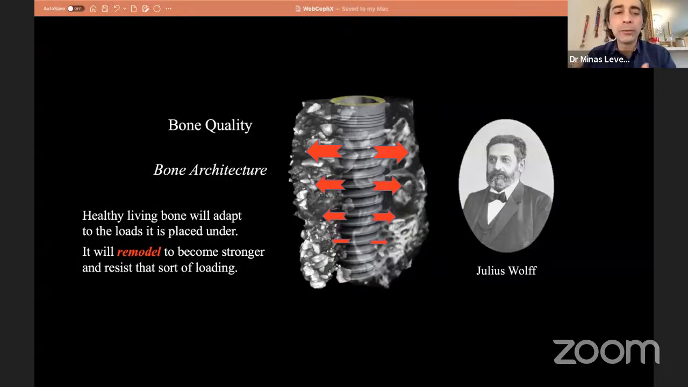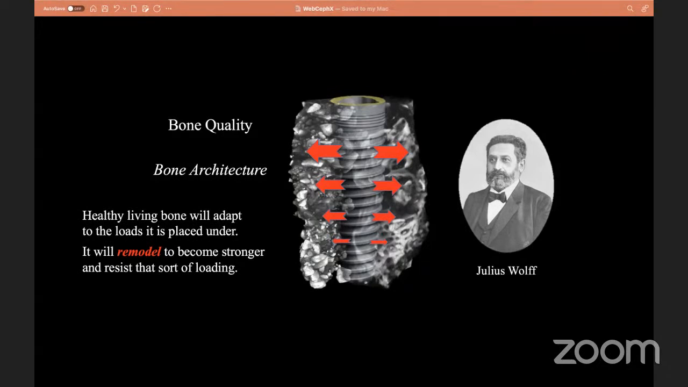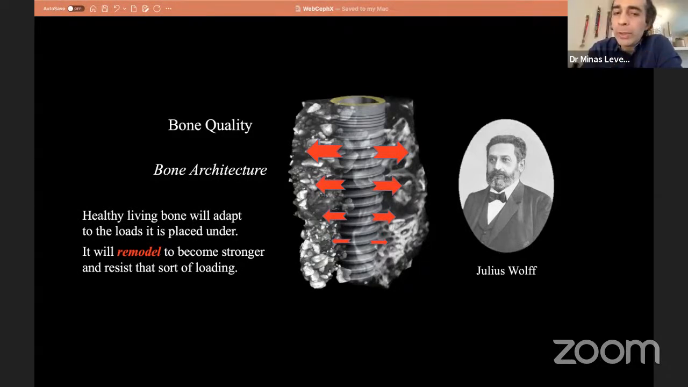And it will need to remodel constantly for the rest of the life of our patient. We know this 140 years now from Julius Wolff. We load the implant, so we apply forces to the bone. And so this bone will need to remodel, become stronger, and resist this sort of loading. Our message is that we need to try to create the highest quality of bone we can create, using the best materials so that this bone will be able to turn over and function normally.